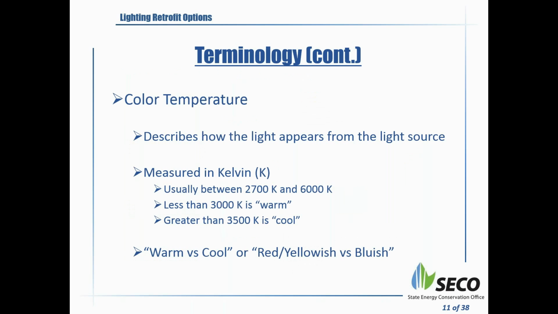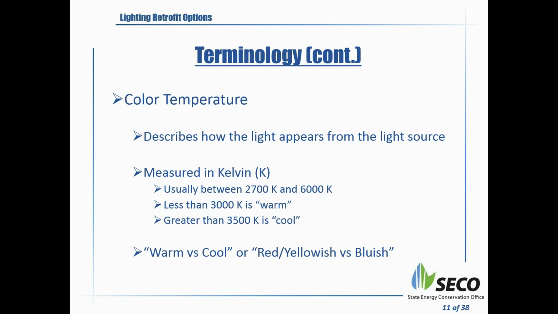One other thing that you will run into, and this is a very important one, is the color temperature. It describes how the light appears from the light source. It's measured in Kelvin, abbreviated K, usually between 2700 Kelvin and 6000 Kelvin; you will find the lamps in those ranges basically.